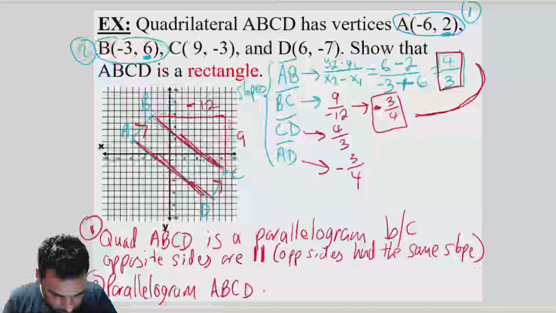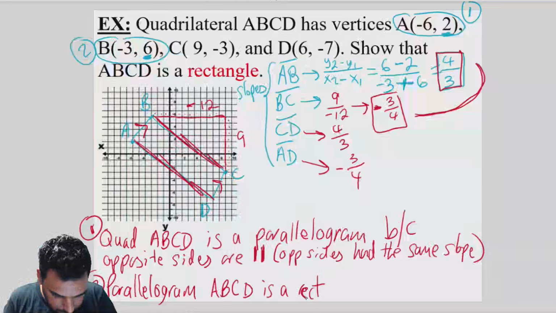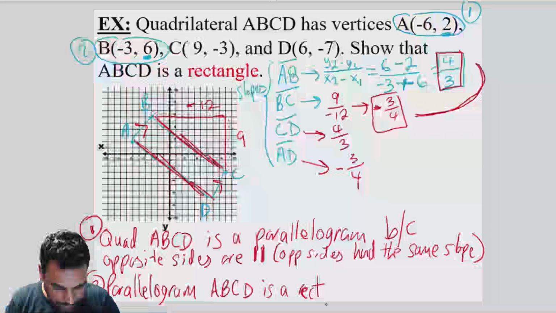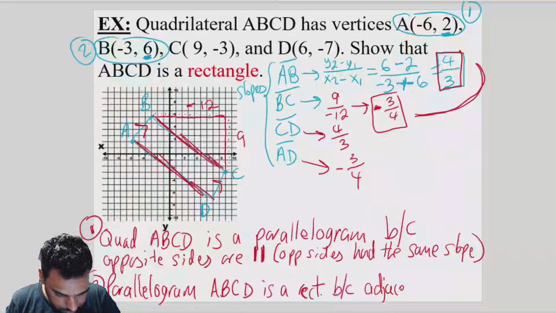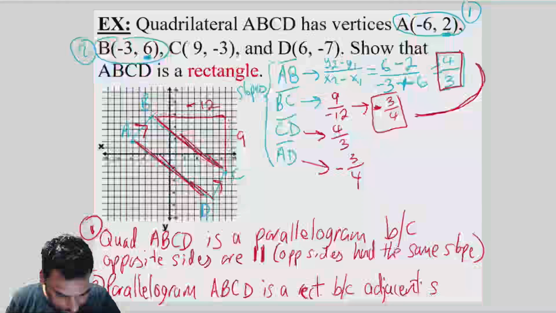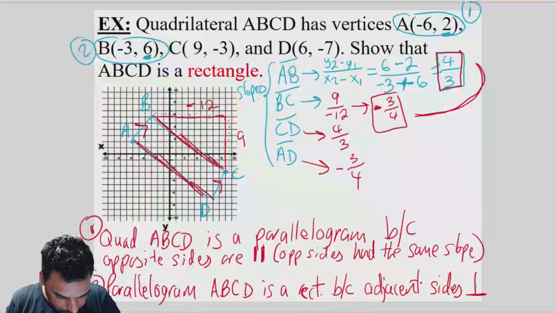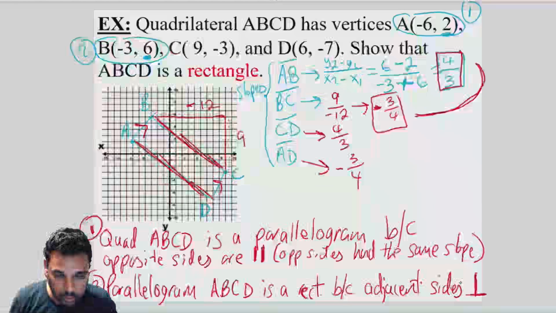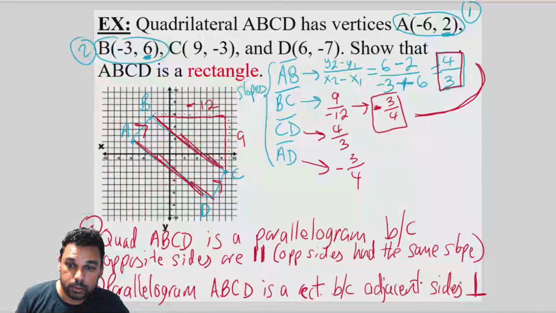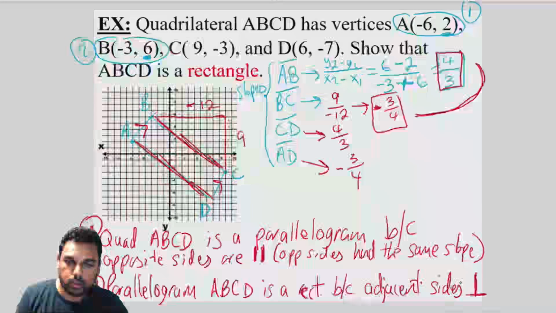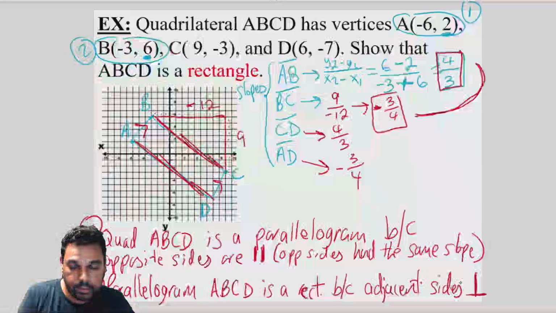ABCD is a rect. I'm just going to write rect because I'm kind of running out of room there. It's a rectangle because adjacent sides are perpendicular. You got to put the word "are" in there, but I kind of just wanted to fit it in here. Adjacent sides are perpendicular. Done.